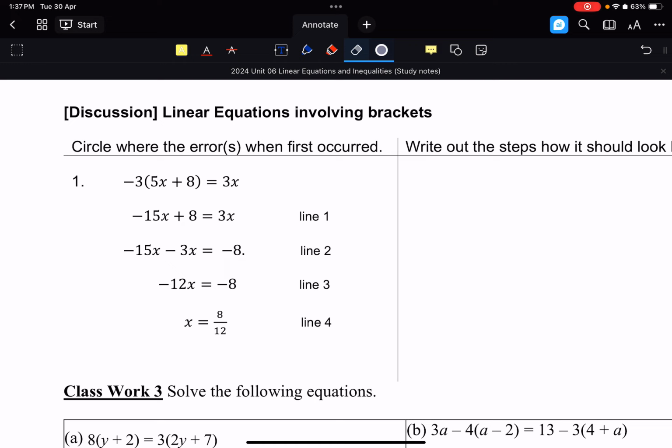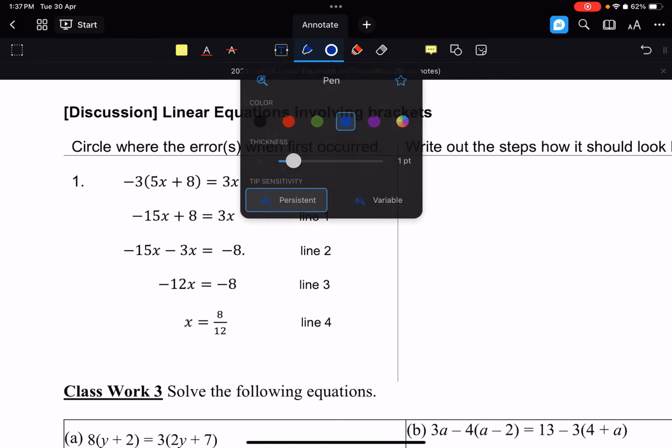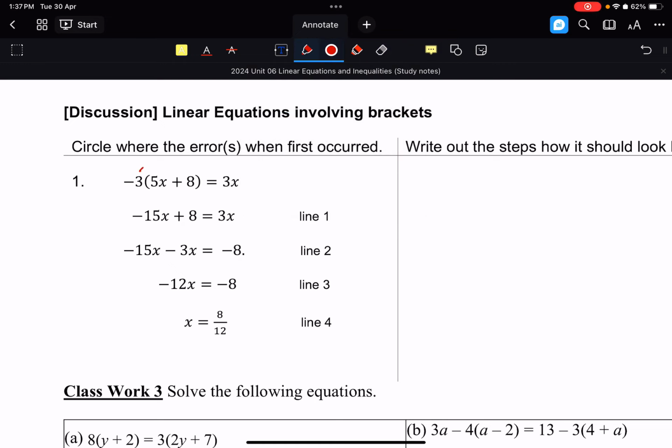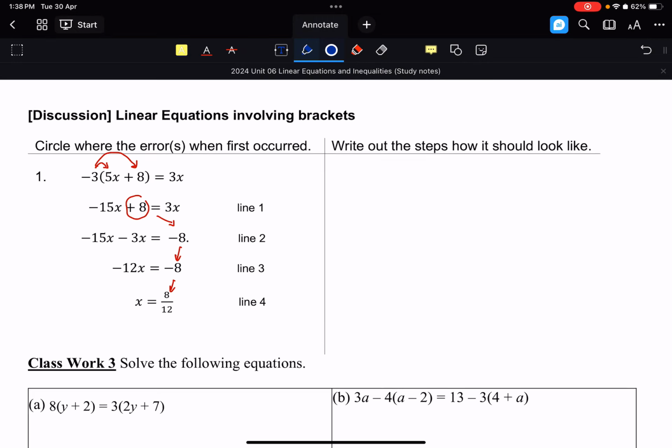So here's an example, just to recap, right? There's an error. Can you find the error? Naturally, since we talk about the expansion process, this expansion is where we've got to be careful, right? The negative 3 has to be distributed carefully, and therefore this is where the error is. The error gets carried over, and that results in the final answer being incorrect. So we have to be extra careful when we're dealing with this.